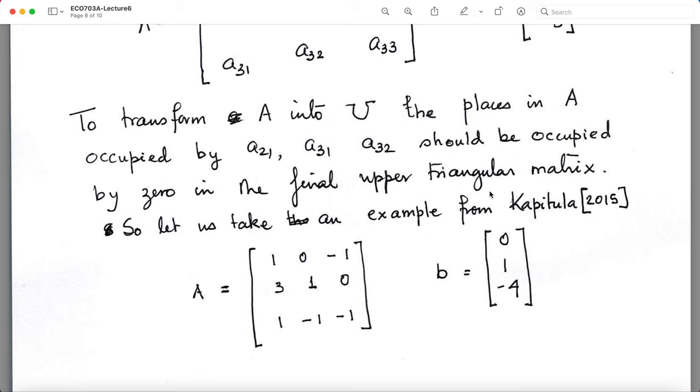Then A is this matrix: 1, 0, minus 1 in the first row, 3, 1, 0 in the second row, 1, minus 1, minus 1 in the third row. And B is 0, 1, minus 4. B1 is 0, B2 is 1, B3 is minus 4. It's a 3 by 3 matrix, and I am seeking a 3-dimensional vector X such that A of X is equal to B.